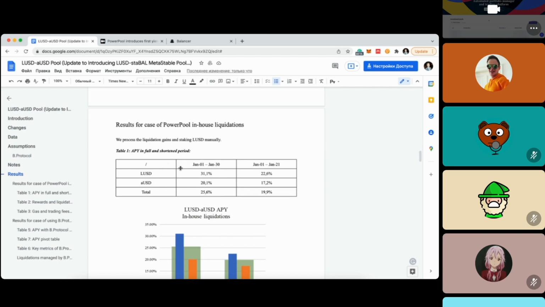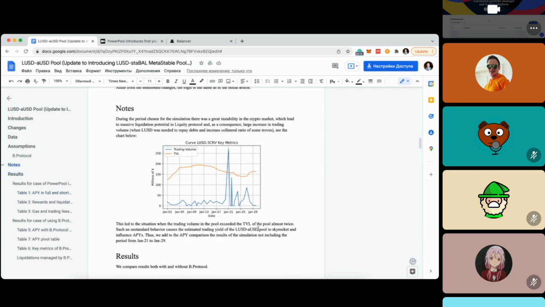So this model also includes all on-chain data. We took into account everything that we can take into account. For the LUSD part of the pool, there were impressive gains, 31%, because there were a lot of liquidations and a lot of trading volume between the 1st of January and the end of January. And for AUSD, it was also not bad. We also made a second case for a time frame up to January 21 to avoid these big spikes in trading volume and liquidation.